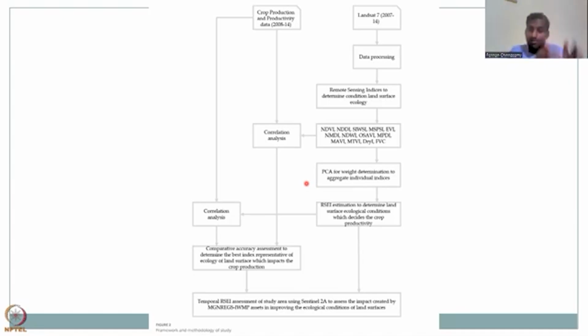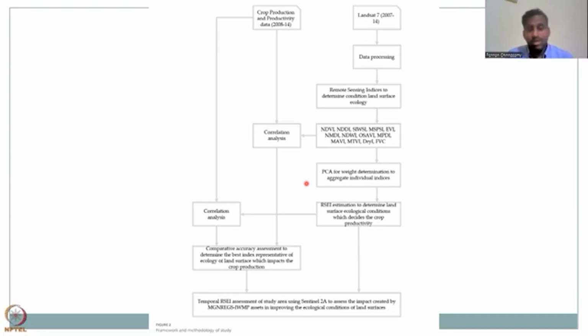So you get the left side, which is just the crop productivity data from 2008 to 2014, whereas the Landsat data from 1 year before we always take for pre-conditions. So we have 2007 to 2014. Remember that the crop productivity depends on the previous year's land. So for example, 2008 crop productivity is taken. That should depend on the 2007 status of water, land, surface, ecological status, etc.